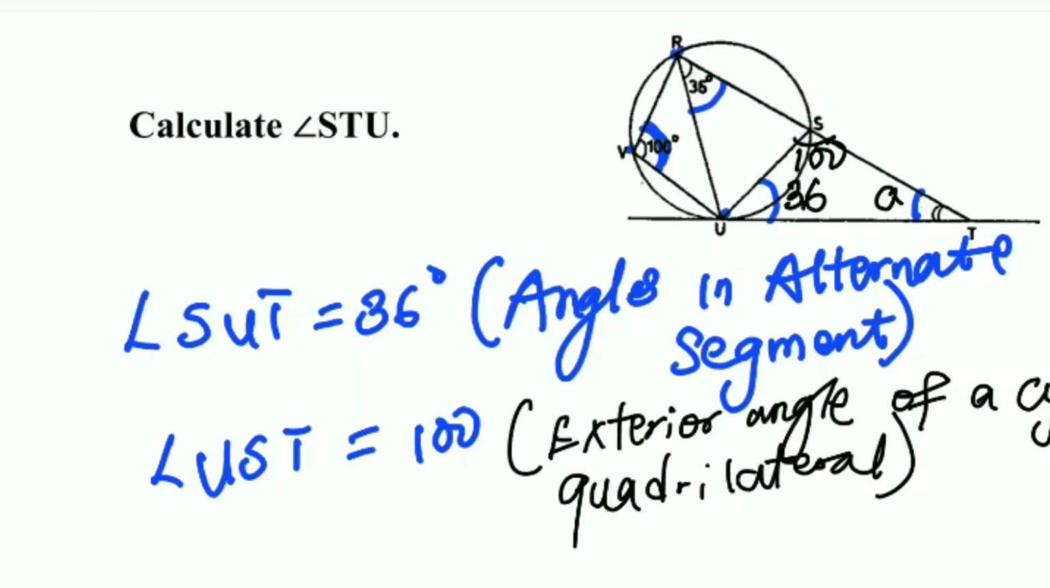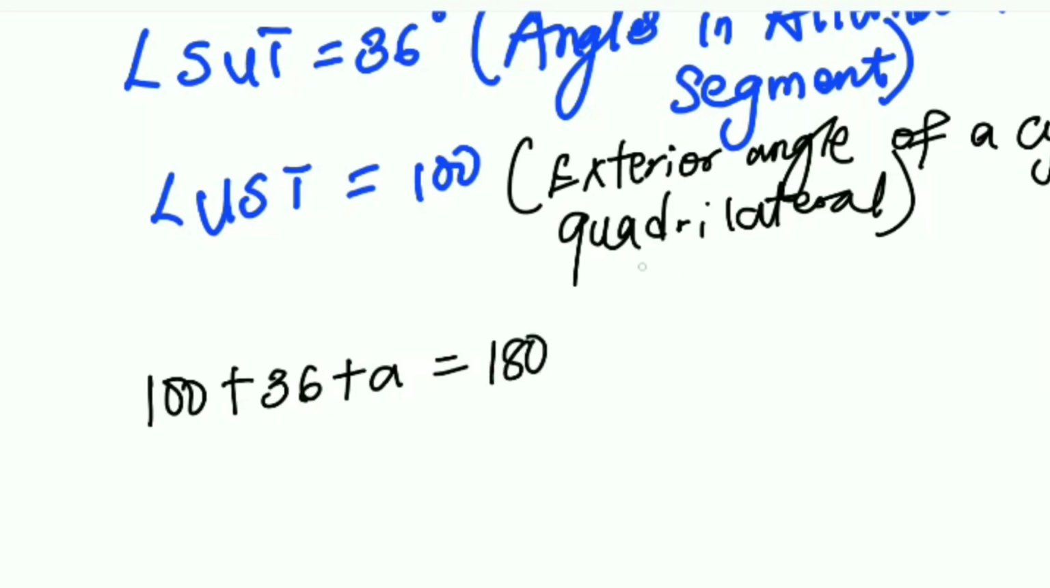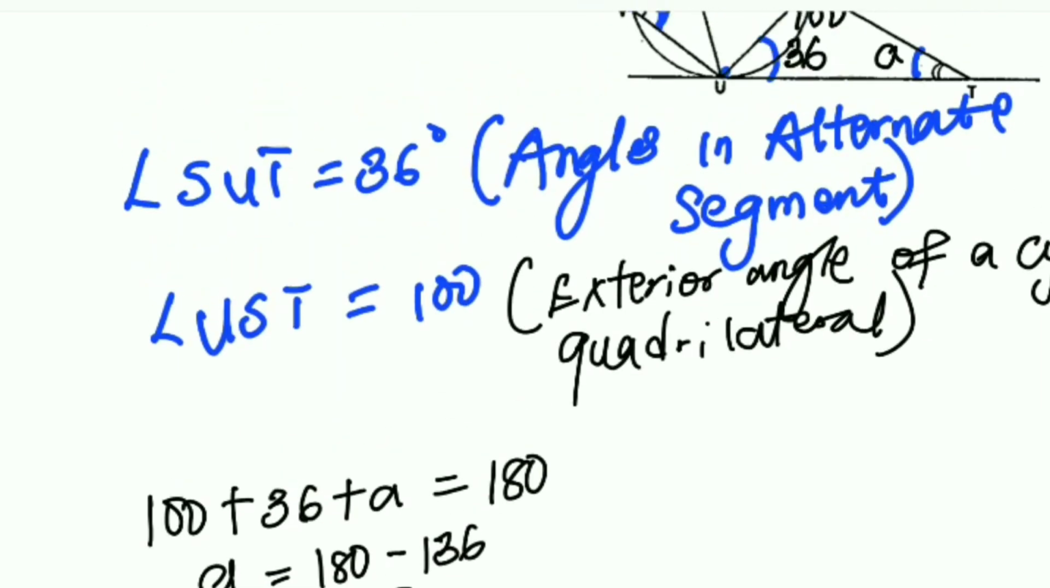Now we can find A using sum of angles in a triangle. So we say 100 plus 36 plus A equals 180, and the reason is sum of angles in a triangle. So A equals 180 minus 136, which is 44 degrees, and that's the value of A.